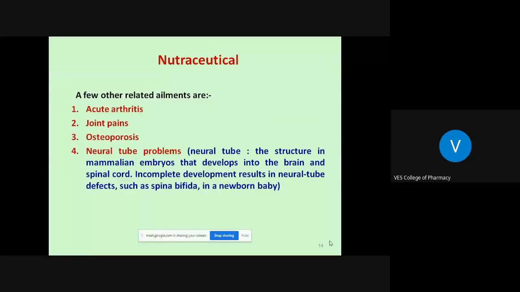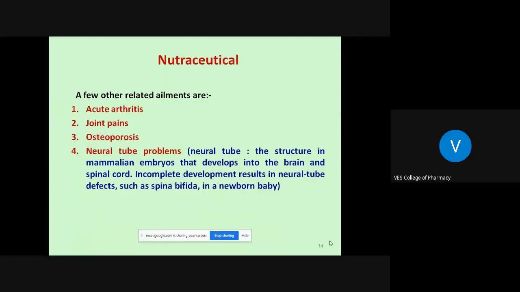In addition, there are a few other related ailments wherein nutraceuticals offer a lot of advantages. Anything related to pain management, that is, musculoskeletal disorders like arthritis, acute arthritis, joint pains, and osteoporosis. These are all diseases or disorders related to joint pains or the musculoskeletal system. In addition, it is also very helpful in the case of neural tube problems.